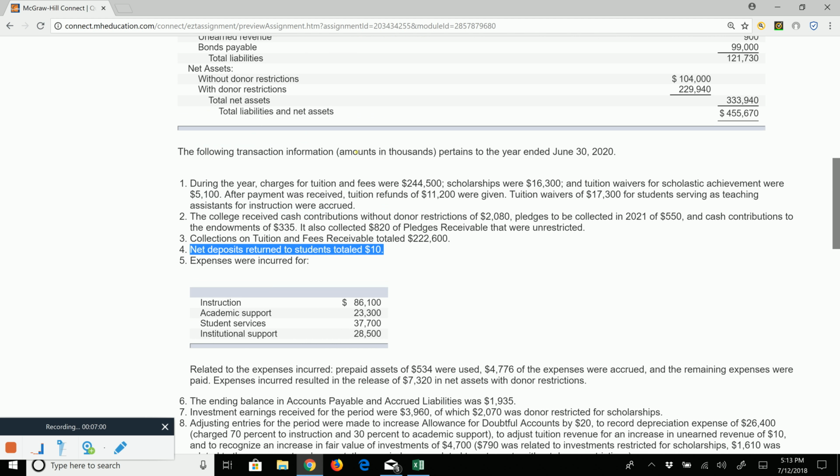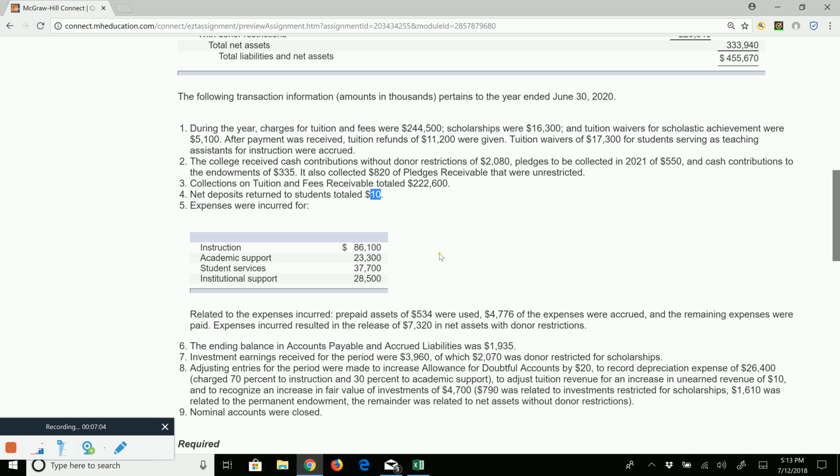Now you have to keep in mind these numbers are in thousands, so it's actually not $10. It's actually $10,000. If you're thinking some of these numbers are pretty tiny for a university, yeah, because the last 3 zeros are dropped off. So remember what we talked about in this chapter.